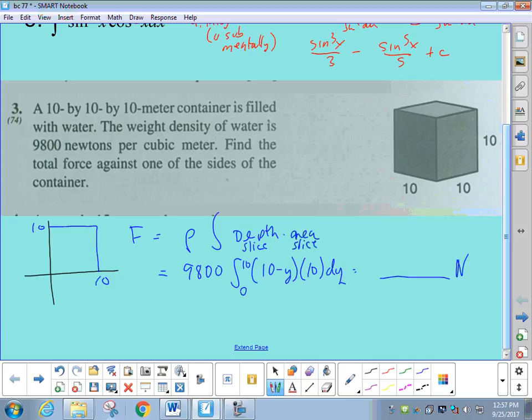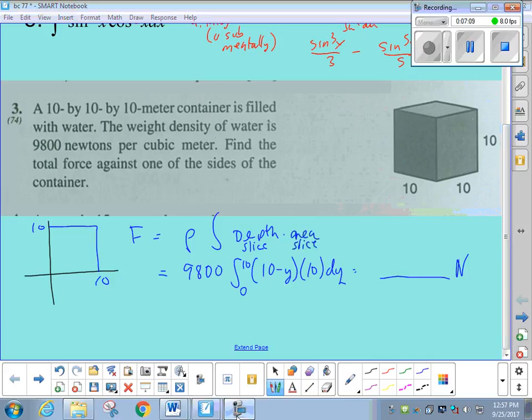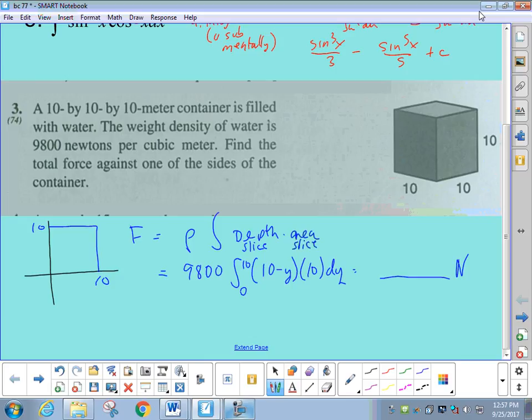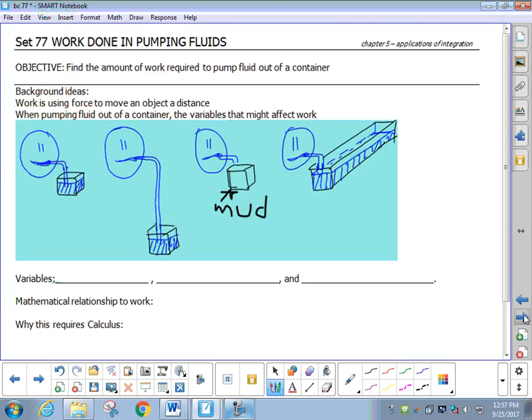Okay. Moving on to today's lesson then. Usually this lesson would be in the same chapter as that force lesson, kind of a physics applications of integration chapter. So let's see. Did I push record on this? Okay. So check this out. Say I was pumping fluid out of a container by a straw or whatever a pump's attached to it.